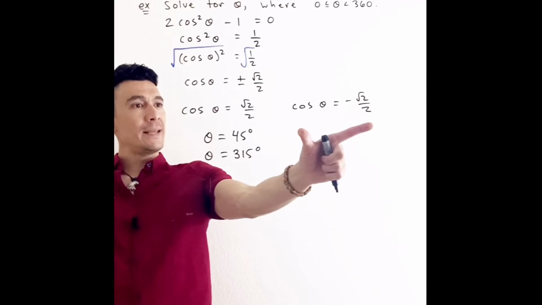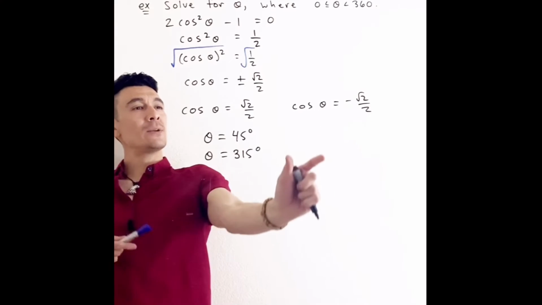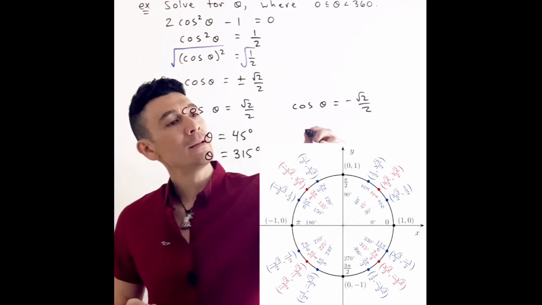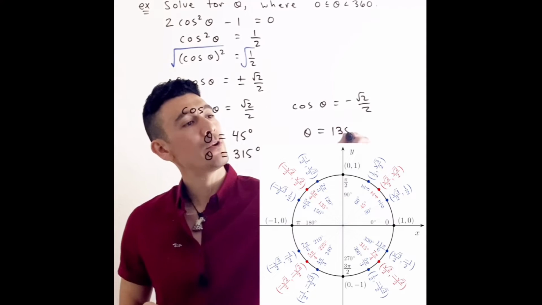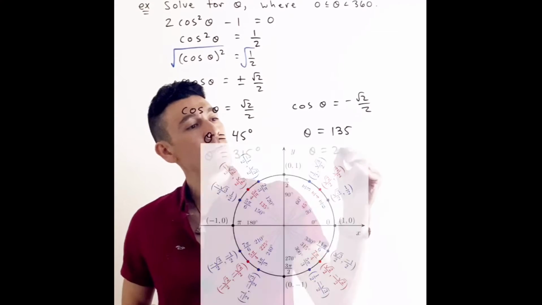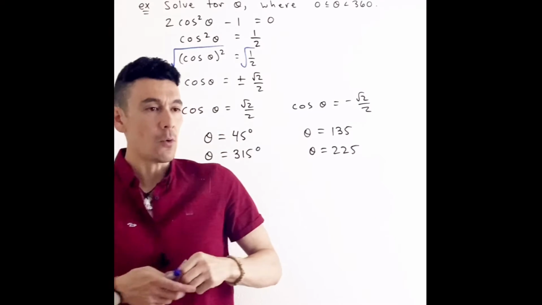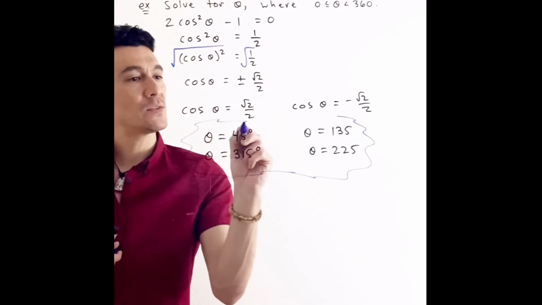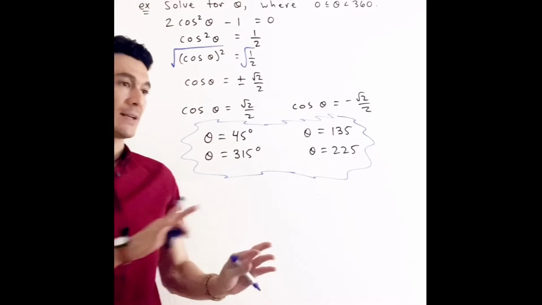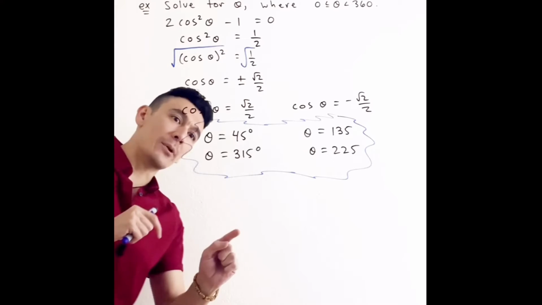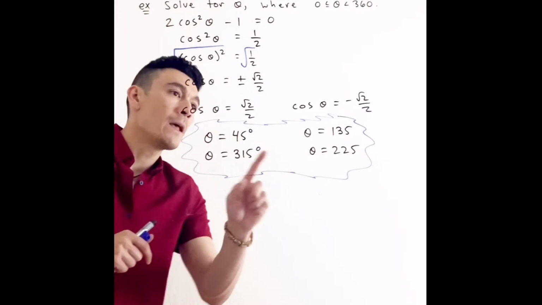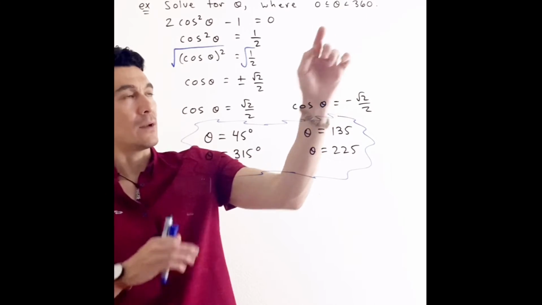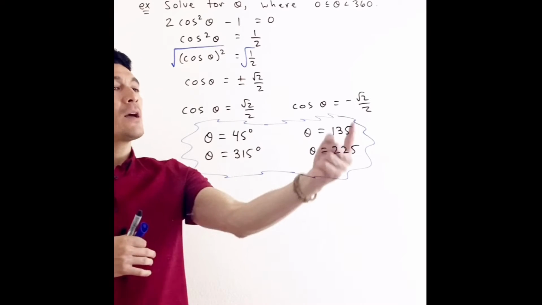This equation here has a negative. So where on the unit circle is your x-coordinate this number? Well, that's going to happen at 135 or at 225. So all together as a team, these 4 pieces constitute your solution set. Done. And also notice how all of your answers individually satisfy the condition that your answer be between 0 and 360, which all of these are.